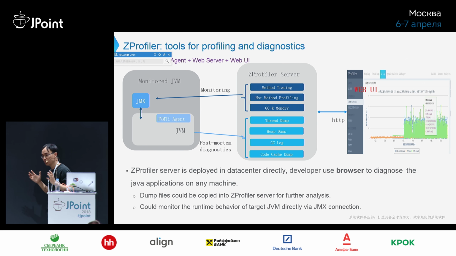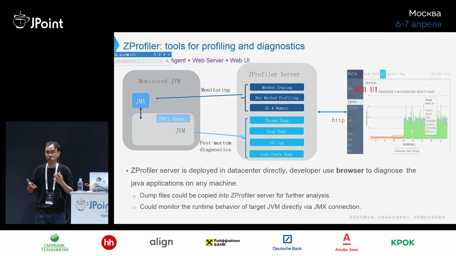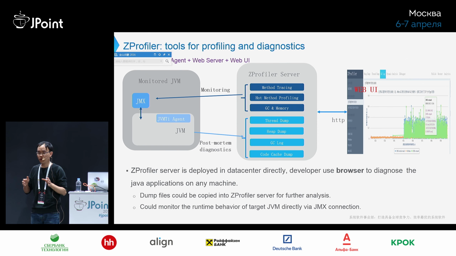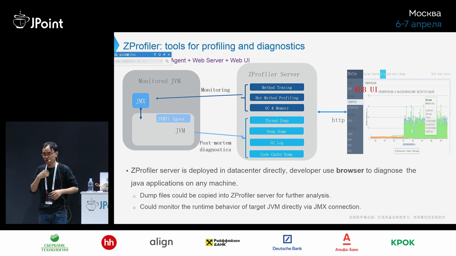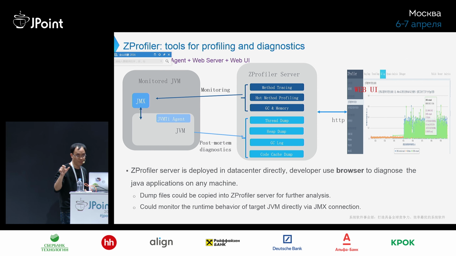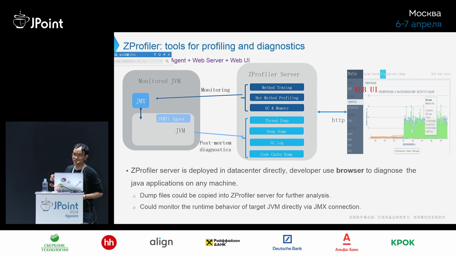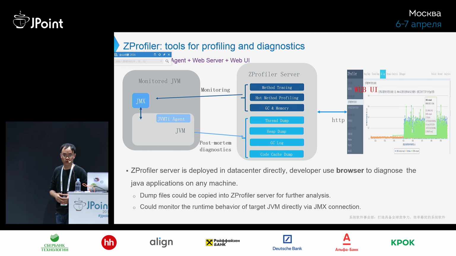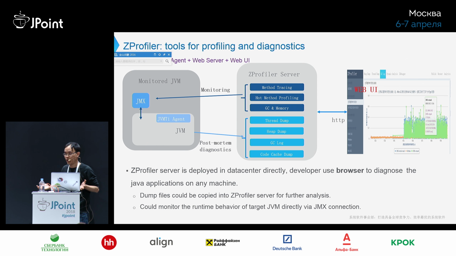Let me give an example. If something goes wrong, for example, an out of memory error occurs in your production environment, our Java developers simply click one button, then the heap dump will be generated automatically, and that file will be downloaded from the target JVM server to the profiler server. So the profiler web UI shows the full analysis results to the developer. So it's very efficient and high productivity. You need not rely on, for example, Eclipse MAT, right?